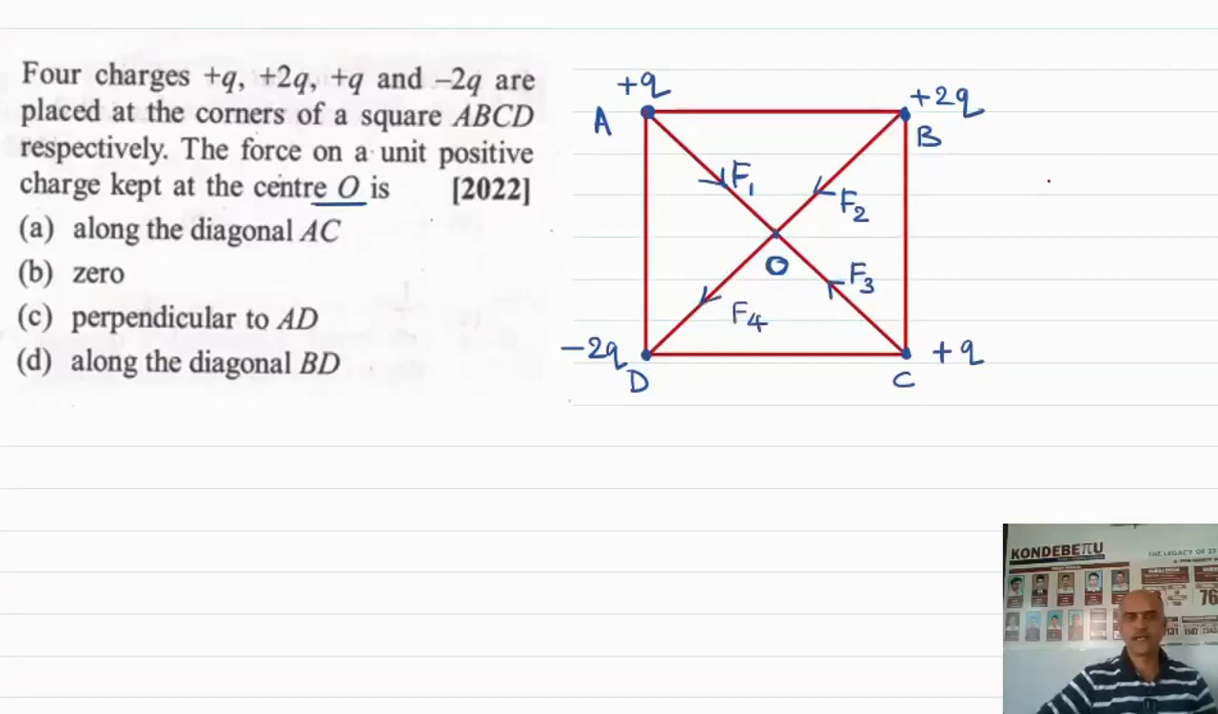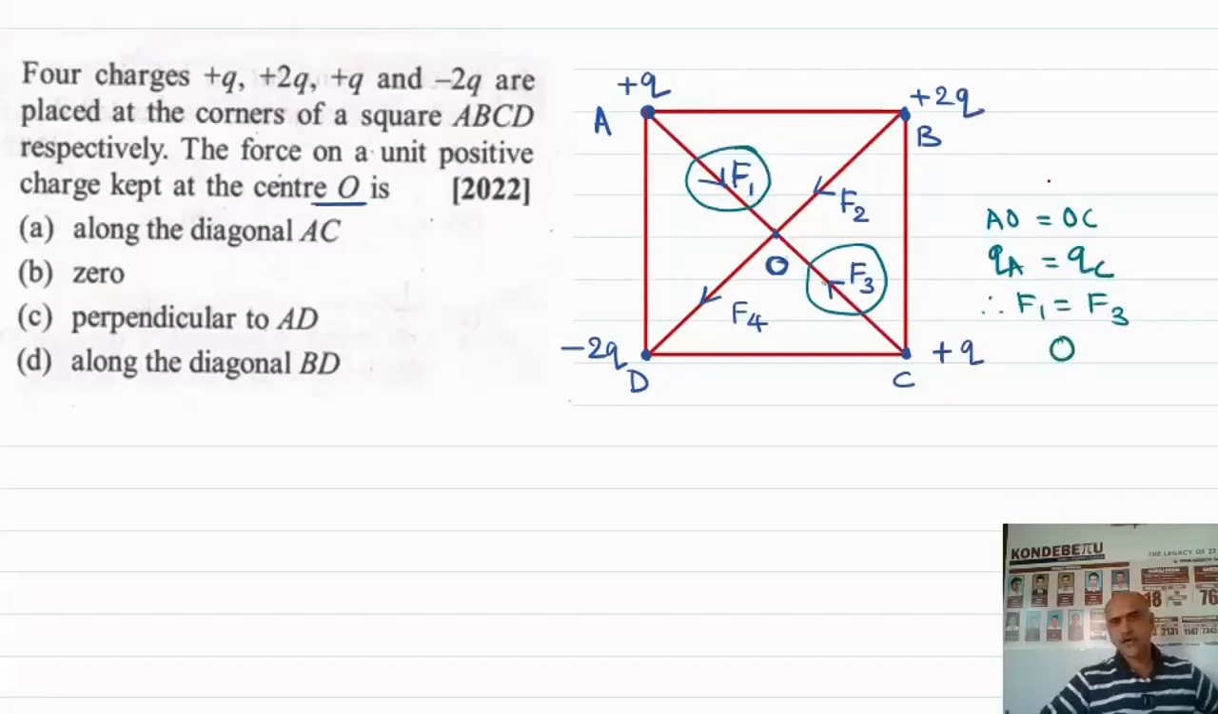Now here, they have asked for the direction. Now, along AC, F1 and F3 will be equal and opposite because AO is equal to OC, and the charge at point A is equal to the charge at point C. Therefore, F1 is equal to F3. So the resultant will be 0. It means in the direction along AC, there is no resultant force.